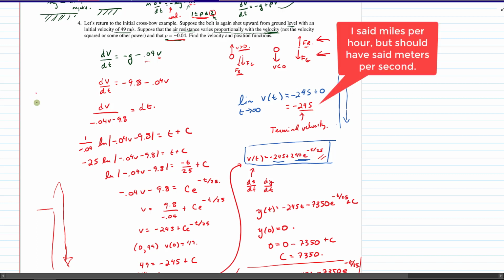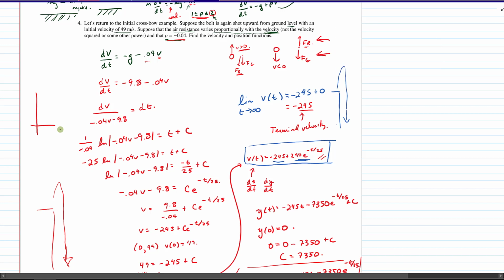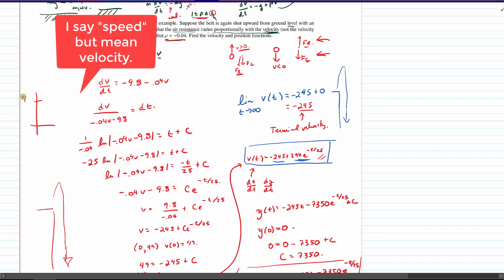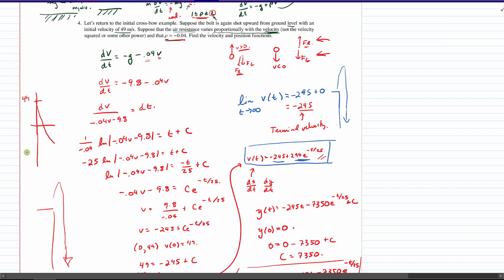So if you were to chart this object's speed, it starts out with that positive speed of 49 meters per second. So here's 49, and it would then be decreasing exponentially, but there would be an asymptote here at the value negative 245, and it would approach that asymptotically as t went to infinity. And there is the representation of terminal velocity, which maybe some of you have heard of in your physics classes.